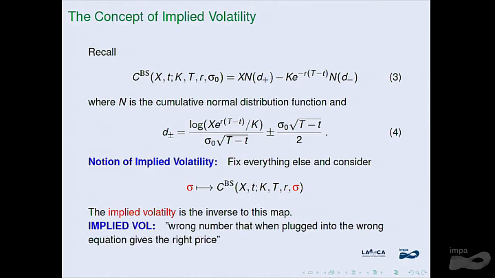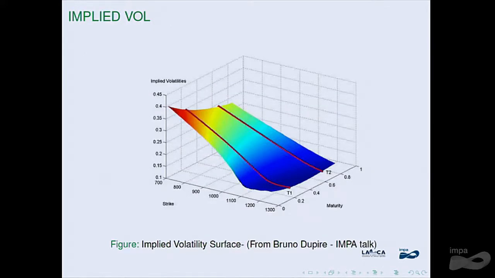You can invert it. Well, the usual phrase here is: it's a wrong number that when you plug it into the wrong equation, you get the right price. So implied volatility turned out to be a crucial thing. And as you look at the implied volatility surface from the map, from the prices of the market, what you see immediately is this skew, this smile curve, as people got to know it.